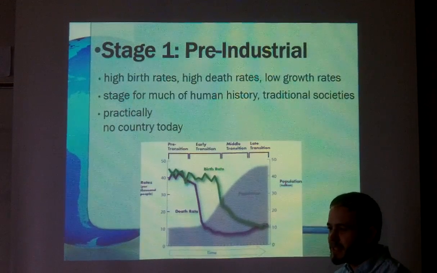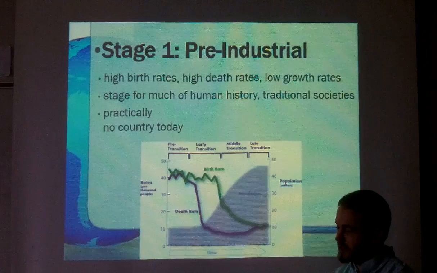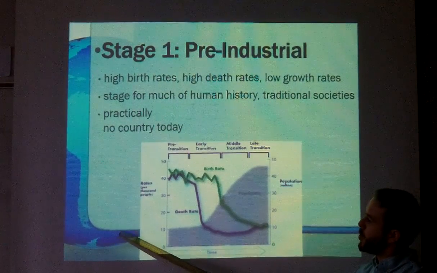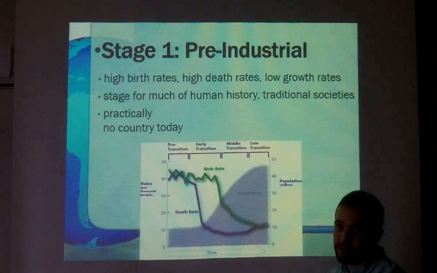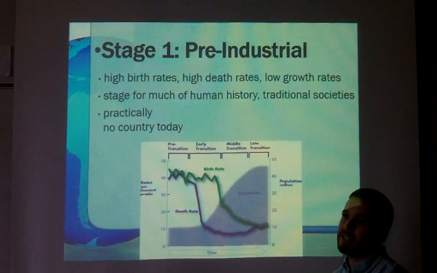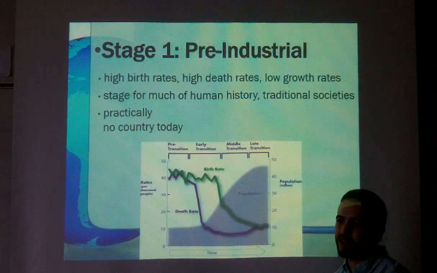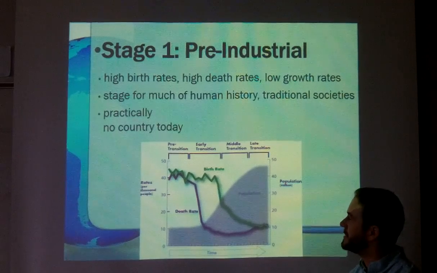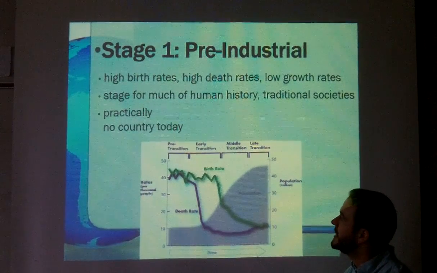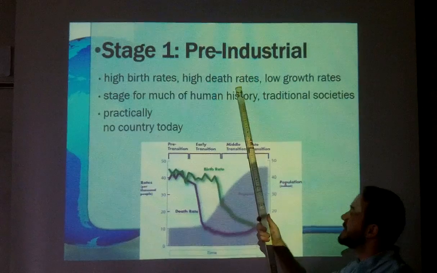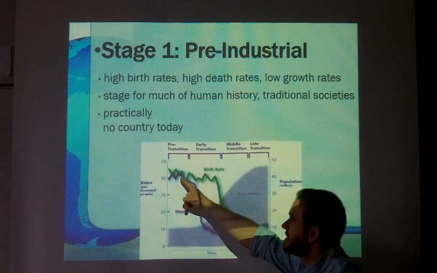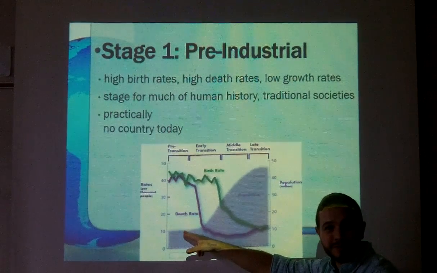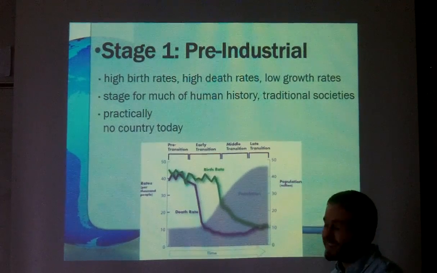So, this transition is broken up into 4 stages. Stage 1, pre-industrial. So this is that whole time frame prior to the population explosion that started to really turn up in the 1800s. So high birth rates and high death rates, they're almost equal, which is why our population growth is negligible, right? Not even really there.